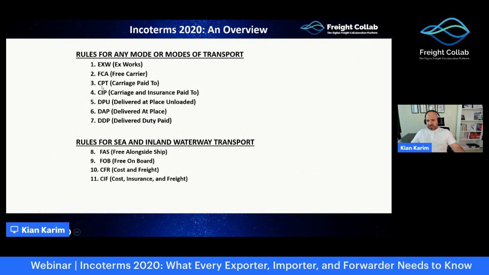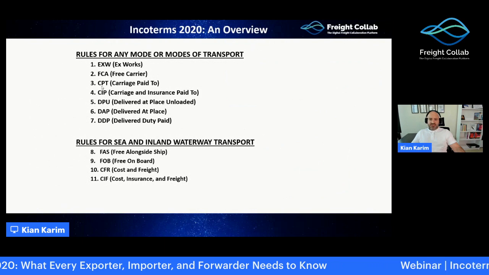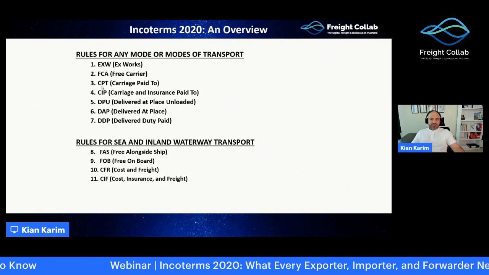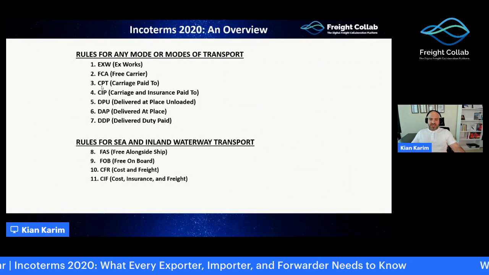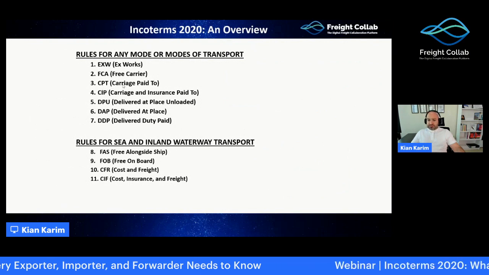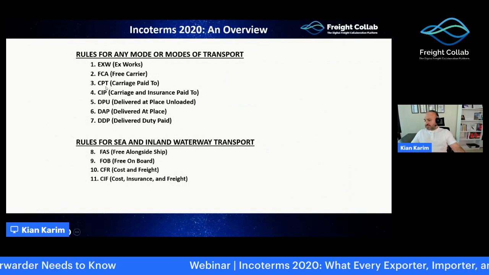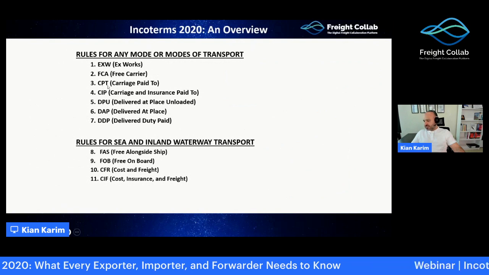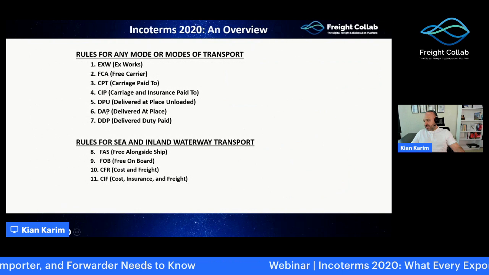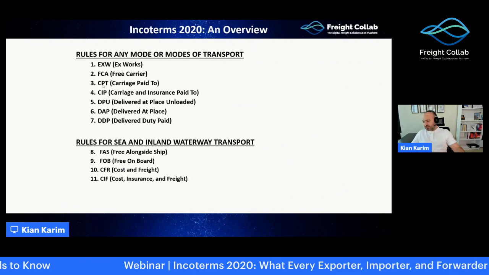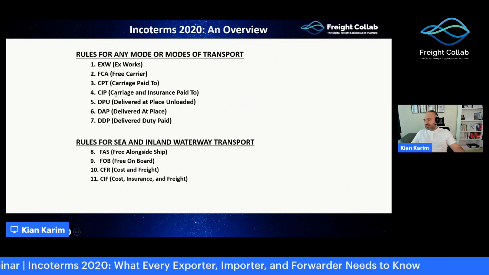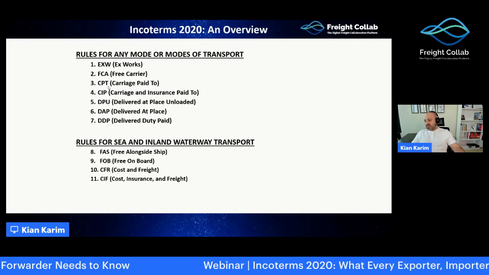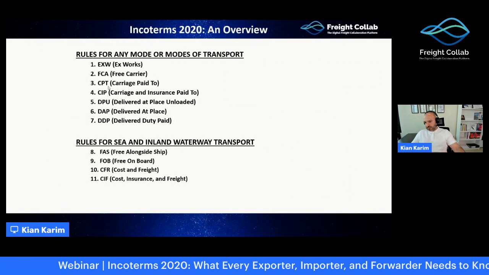The next term is CPT, Carriage Paid To. Carriage Paid To means that the seller delivers the goods to the carrier or another person nominated by the seller at an agreed place. The seller must contract and pay the cost of carriage. The important point is that it is a C term. The C terms of Incoterms are CPT, CIP, CFR, and CIF. C terms are a little tricky because in the C terms, the risk transferring point and the cost transferring point are different. I will explain in detail later when I explain CFR.